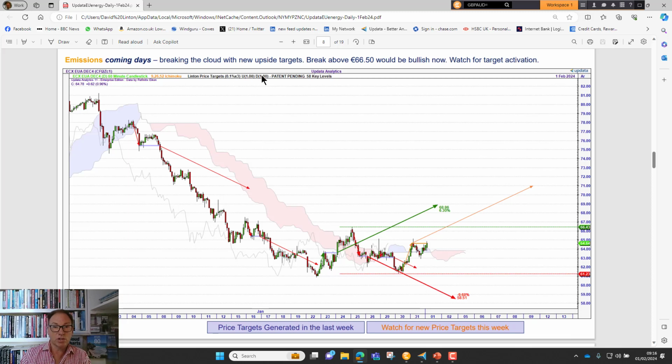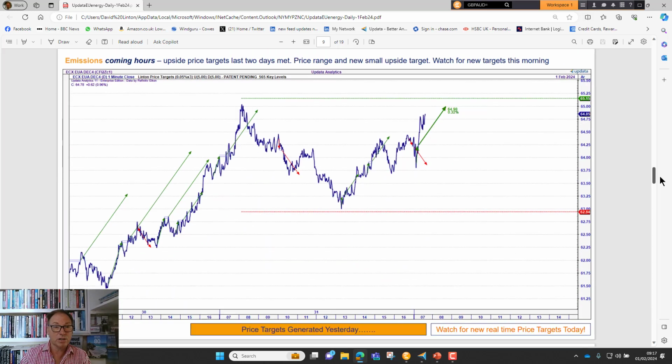And those units will change depending on the instruments we're looking at. And here we see we are starting to cross the cloud, and we want to see a break above this 66.50 level for a stronger conviction for bullish. New targets will appear, and that's the key. And this is the 1 minute chart for emissions today.